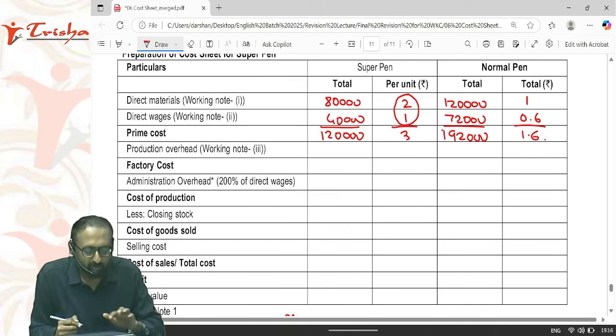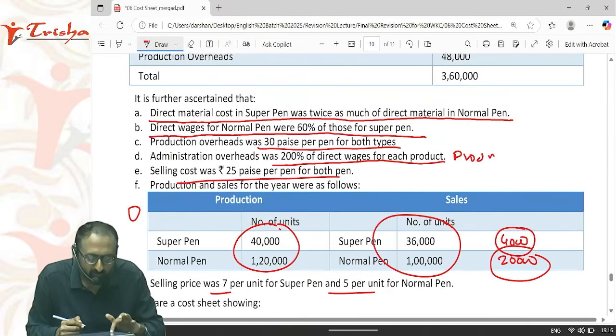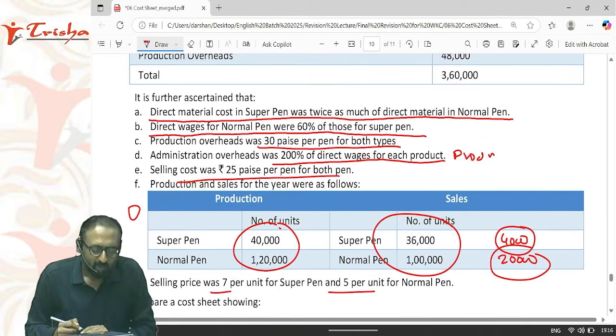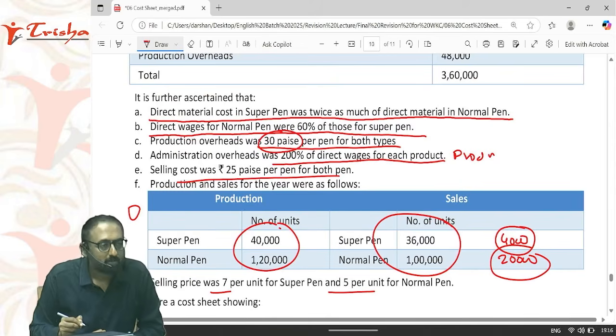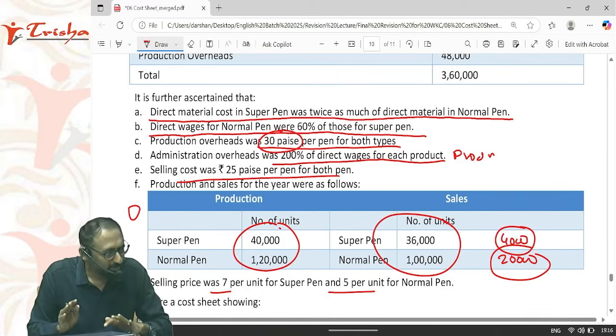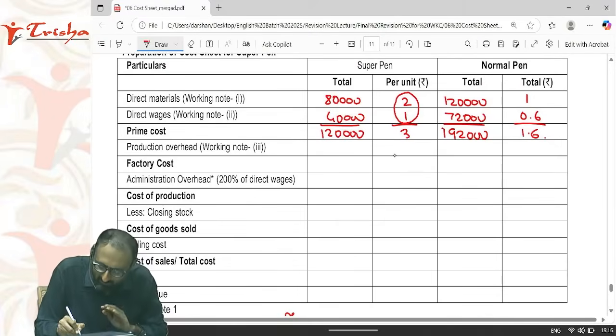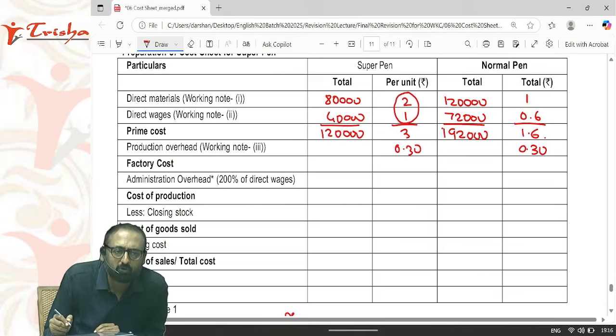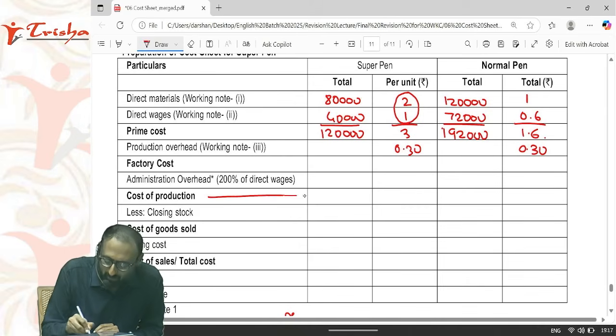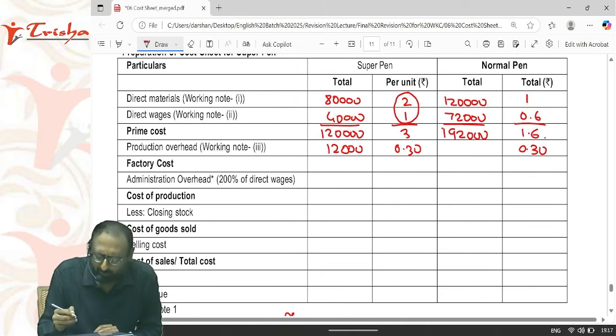Quickly. Production overhead. Read. Third line, C adjustment. How much is your production overhead? Same as, sir, both products. So 30 paise, 30 paise. Again, 0.30 here also, 0.30 here also. 0.30 multiplied by 40,000 or 0.30 multiplied by 36,000. Why 40,000? Up to cost of production, multiplied by production quantity. Sir, is it 12,000, Prabhu? And 1 lakh 20,000 into 0.30, is it 36,000?